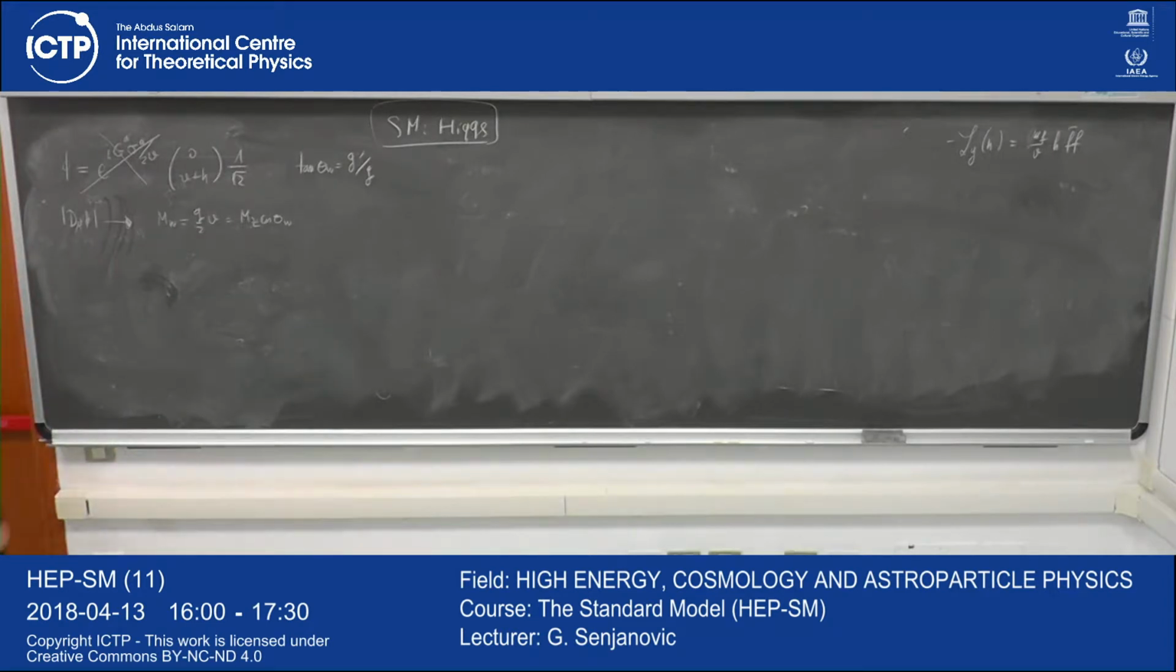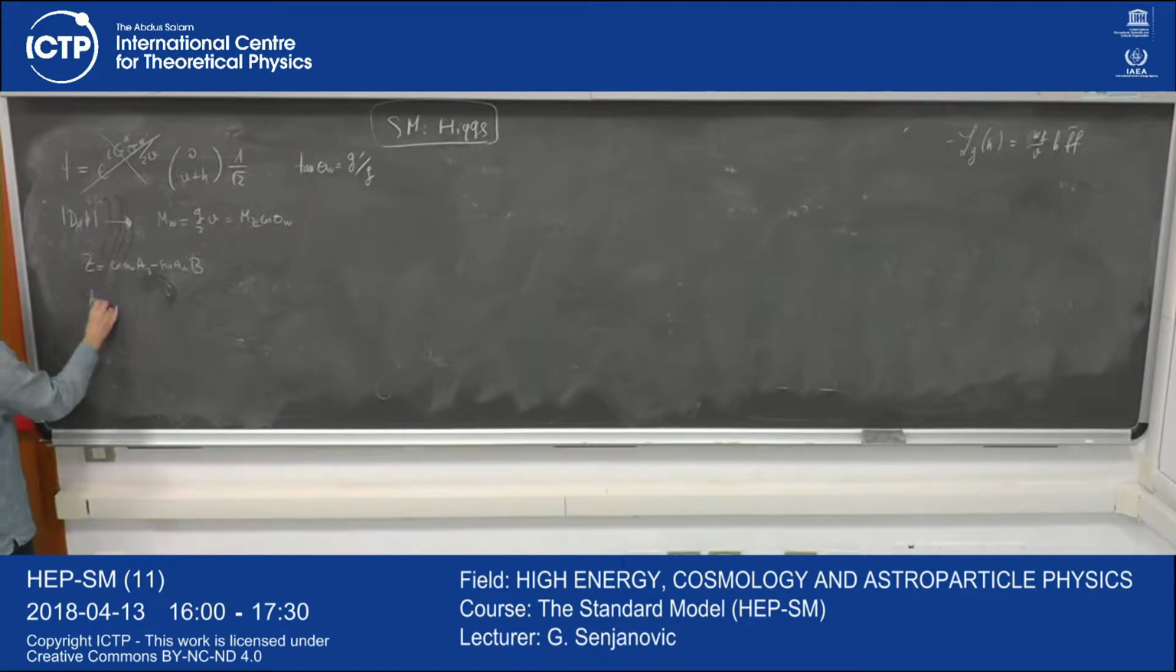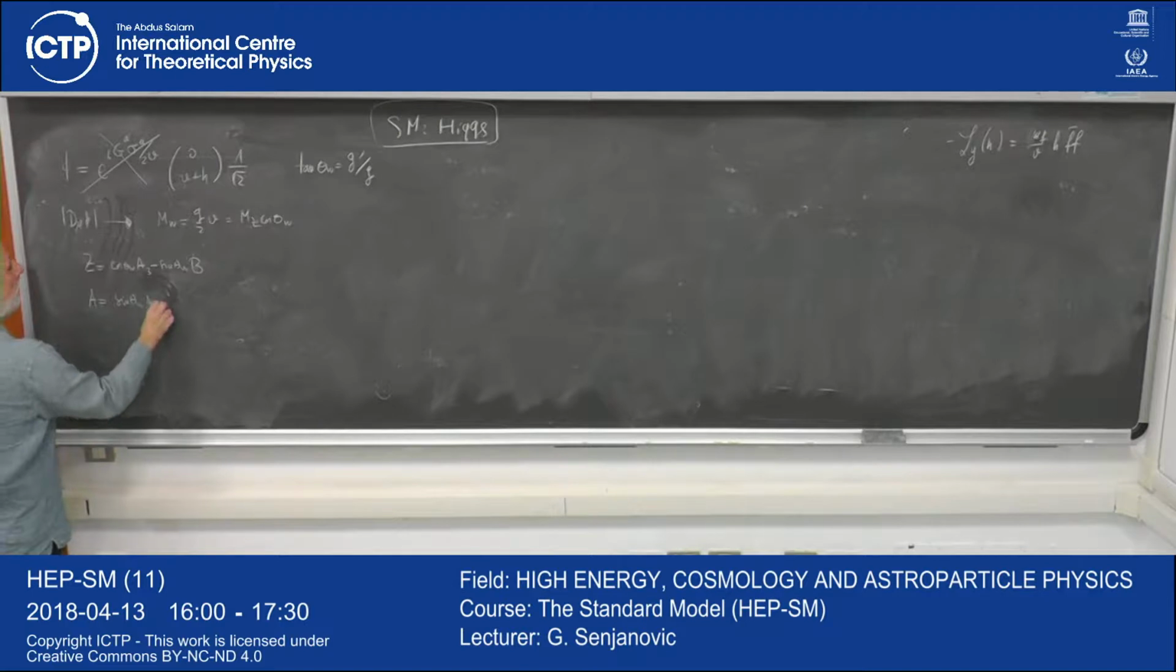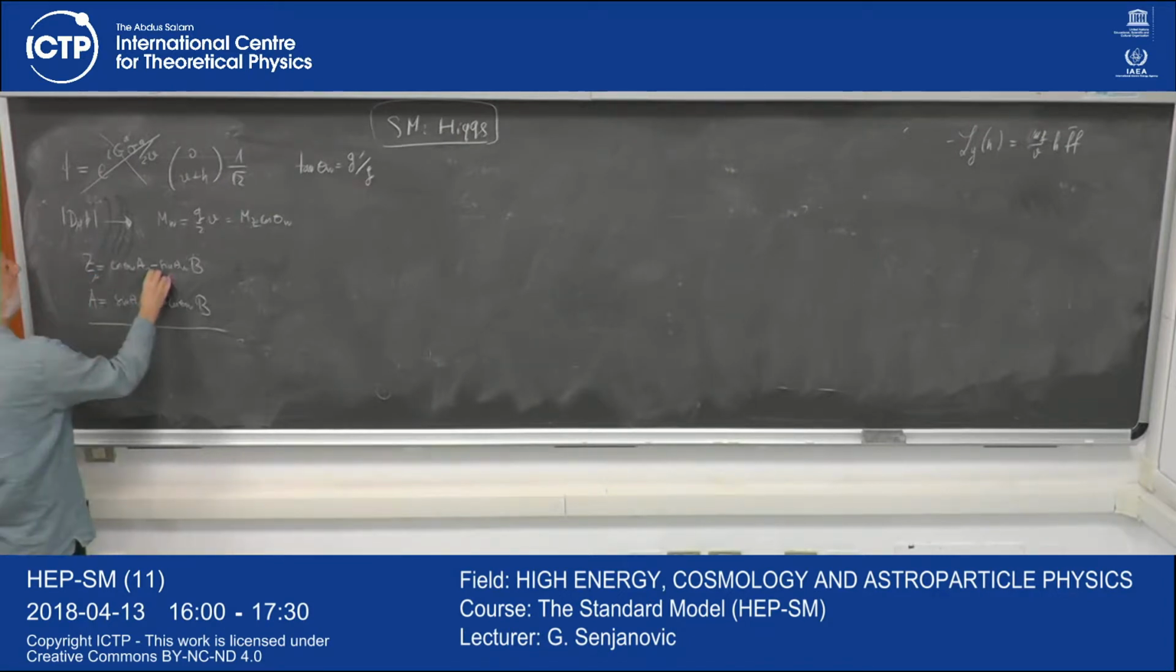What else did I learn? I'll check that now. Z I defined. Z was cosine theta w A3 minus sine theta w B. A was sine theta w A3 plus cosine theta w B. And of course there are mu components on each of these fields.